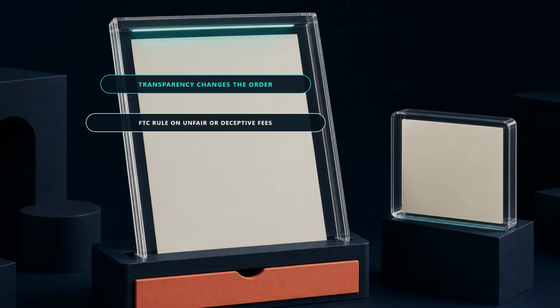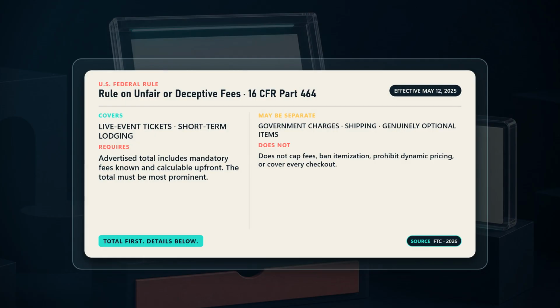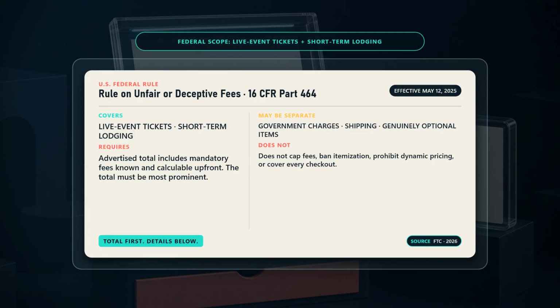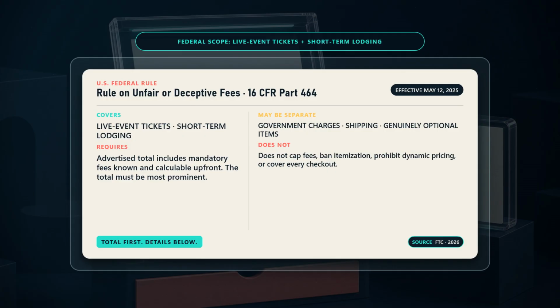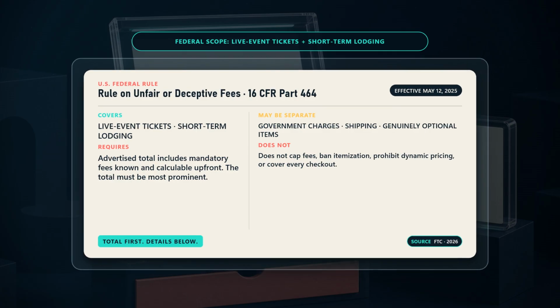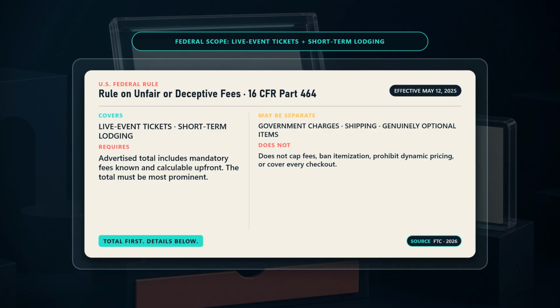In the United States, the Federal Trade Commission's rule on unfair or deceptive fees took effect on May 12, 2025. Its federal upfront total requirement is specifically limited to live event tickets and short-term lodging. It is not a rule for every checkout in the economy. It covers businesses that offer, display, or advertise those products, including ticket resellers and third-party lodging platforms.